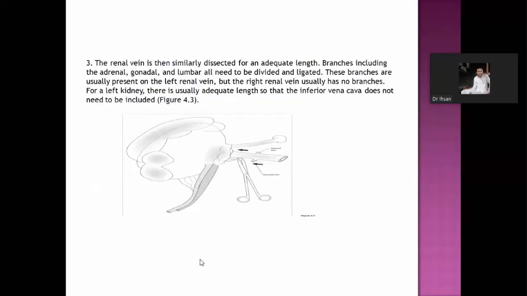The third step is the renal vein is then similarly dissected for adequate length. Branches, including the adrenal, gonadal, and lumbar, all need to be divided and ligated. These branches are usually present on the left renal vein, but the right renal vein usually has no branches. For the left kidney, there is usually adequate length so that the inferior vena cava does not need to be included, as you can see in this picture.